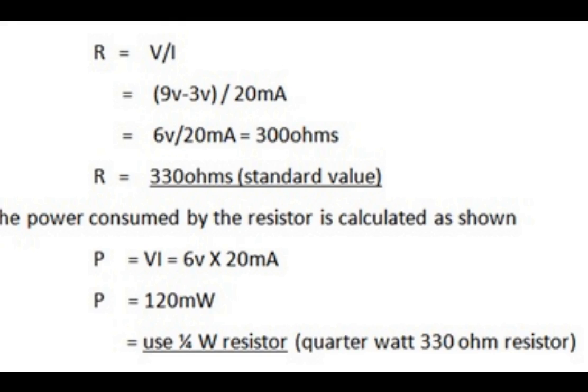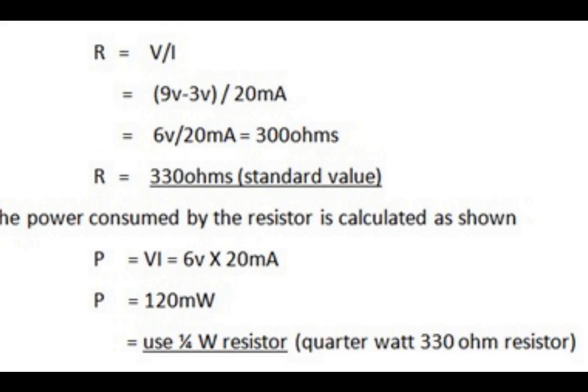So now we need to think about the power rating of the resistor. So what should be the power rating? Maybe quarter watt, half watt, or 1 watt, which resistor are we going to purchase? See, the power is equal to V into I. So 6 volt is dropped across the resistor and the current is 20 milliamps. With this we get 120 milliwatts.